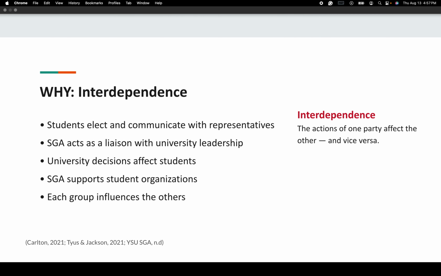SGA also demonstrates Tyson Jackson's concept of interdependence, where the actions of one party affect another and vice versa. Students communicate concerns to SGA. SGA represents those interests to university leadership, and university decisions affect students. Each group influences the other, making communication between them very important.